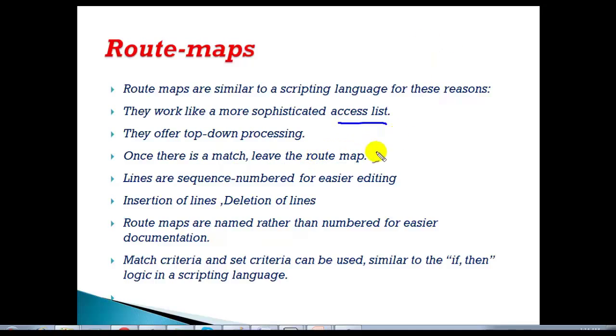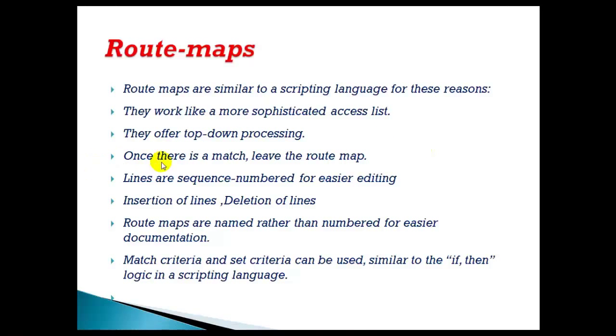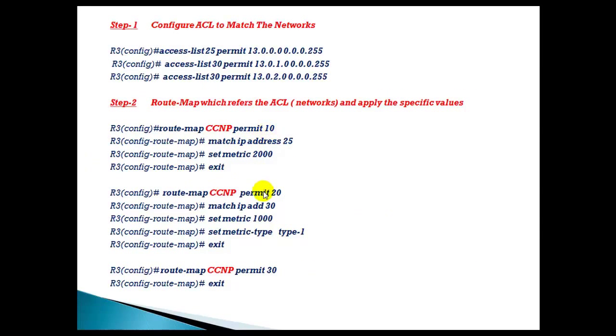So it's just like normal ACL statements, but the only difference is in an ACL we define specific networks where we match, but in the case of route maps we define some conditions on what to do with them. Okay, so the lines have sequence numbers for easy reading, like we use sequence numbers of 10, 20, 30 here. If you try to see here, I use permit 10, permit 20, permit 30 statements.